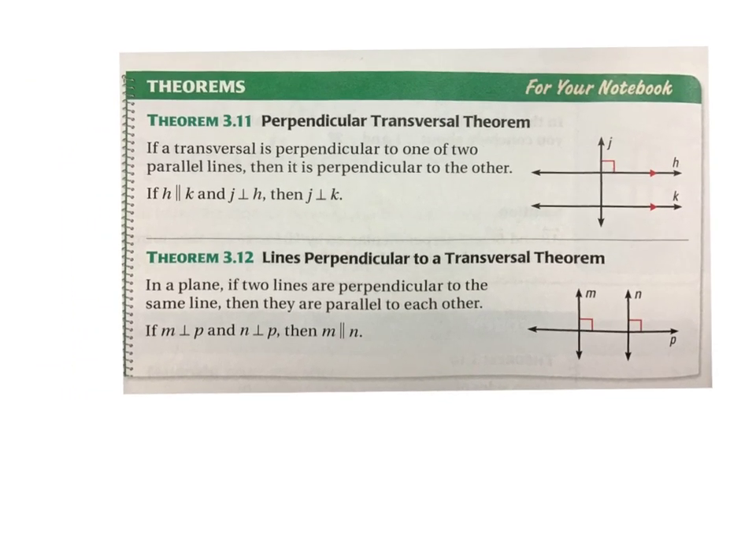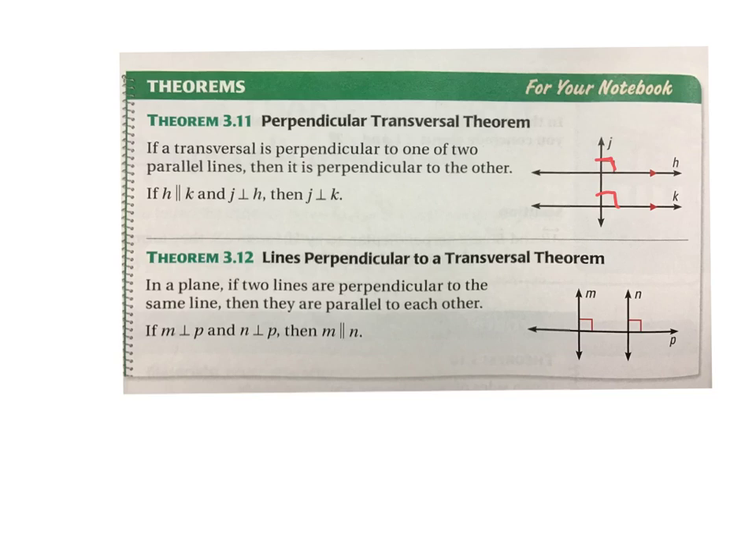We have Theorem 3.11, which is the perpendicular transversal theorem. You notice we have two parallel lines and a transversal again. You guys remember when we were dealing with those? So we know that these two lines are parallel because they have those two little arrows. And it tells us that if a transversal is perpendicular to one of the two parallel lines, then it is also perpendicular to the other.